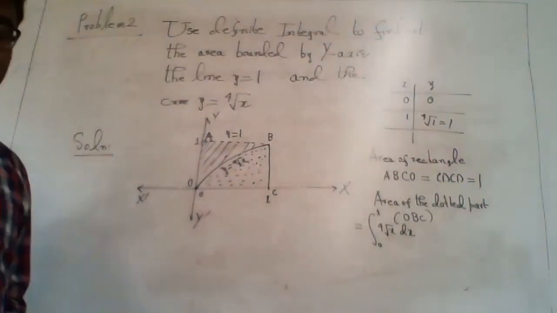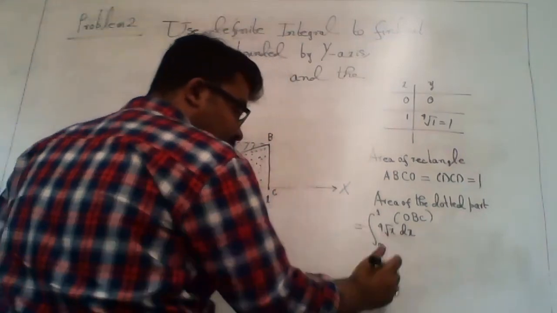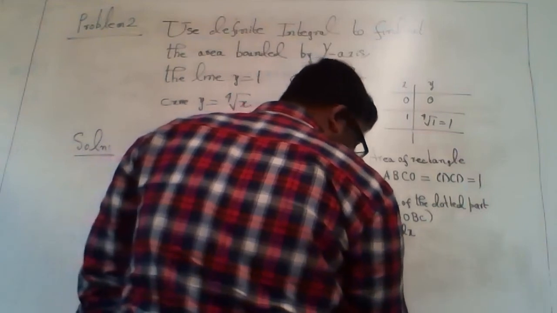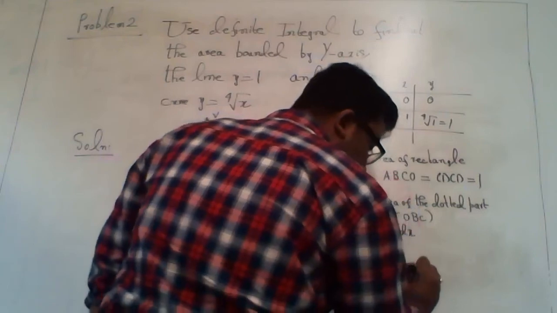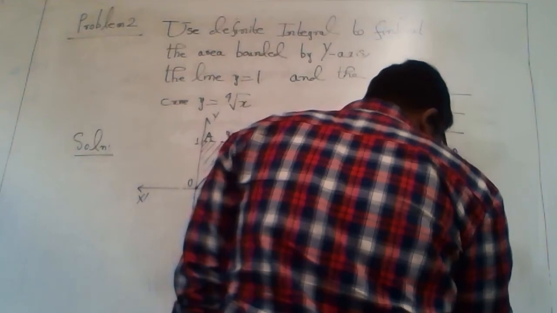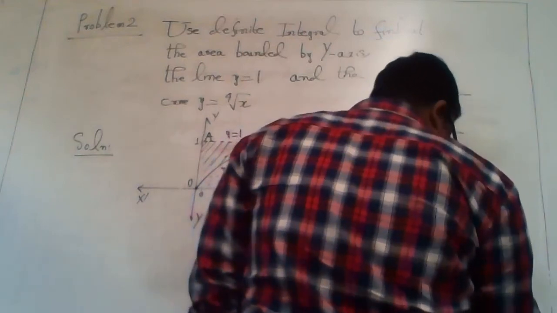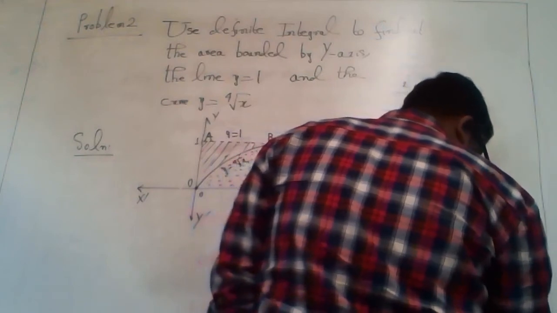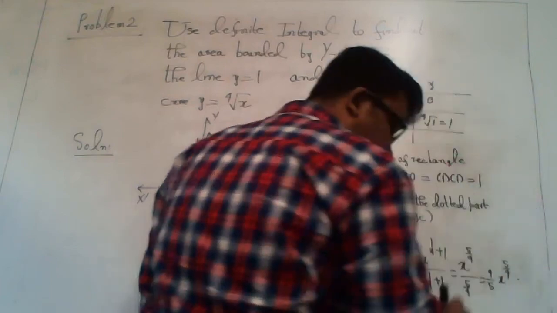So let's find it out. Let's compute this integral. First we forget the limits and compute the integral of 4th root of x dx. So 4th root of x means x to the power 1/4 dx. By the laws it will be x to the power 1/4 plus 1, divided by 1/4 plus 1. So it will be x to the power 5 by 4, divided by 5 by 4. So I get 4 by 5 x to the power 5 by 4.